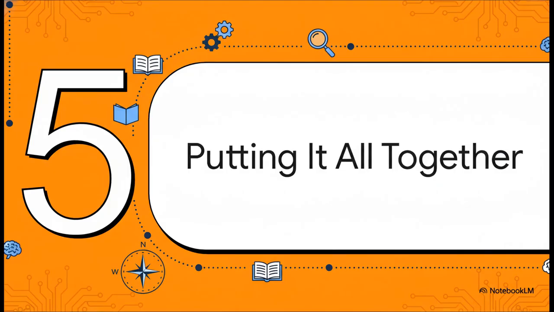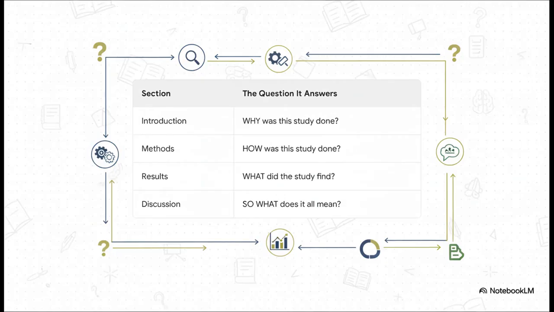Now that we've walked through all 4 parts, let's put it all together and summarize our map for reading research papers. This table is really the simplest way to remember the whole structure. As you read any paper, just ask these 4 simple questions for each section: why, how, what, and so what. This approach will help you navigate any academic article and find the information you need much more quickly and efficiently.